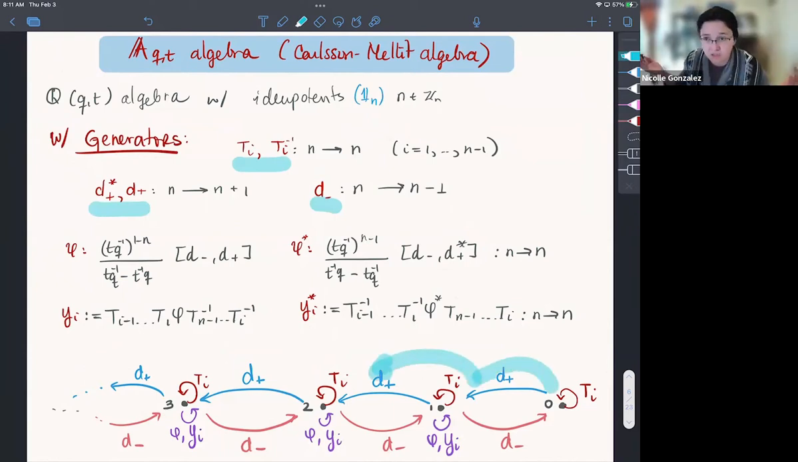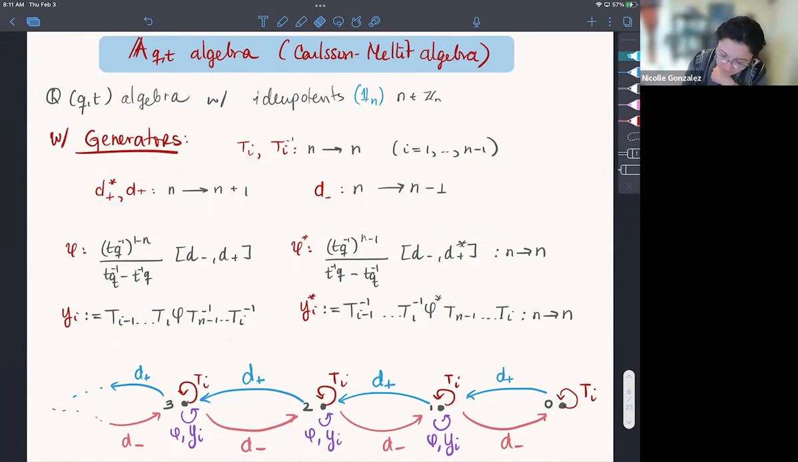They're just operators that jump from one point to another. So in some sense, this is just a quiver. And in addition to these operators, we want to think of d_- and d_+ as raising and lowering operators. The reason for that being that, if you look at this picture and you think of the idempotents as being the points in this quiver, the d_+ go up, and the d_+^* would also take us up, the d_- take us down, the T_i stay local.